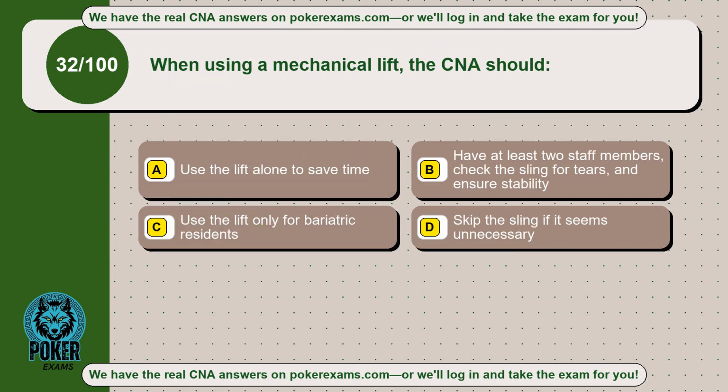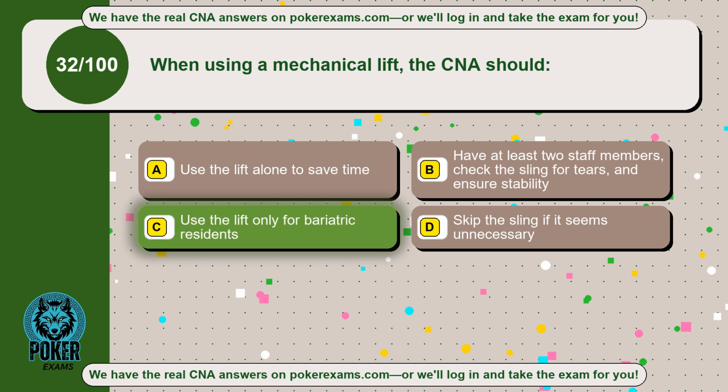Question 32. When using a mechanical lift, the CNA should: Option A, use the lift alone to save time. Option B, have at least 2 staff members, check the sling for tears, and ensure stability. Option C, use the lift only for bariatric residents. Option D, skip the sling if it seems unnecessary.